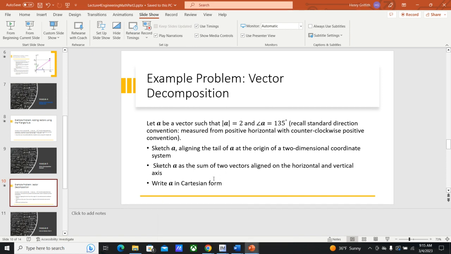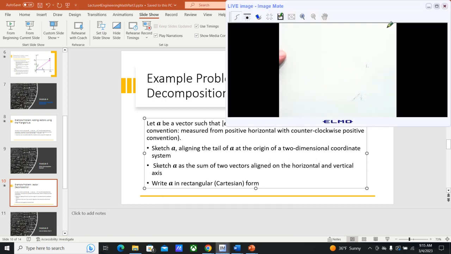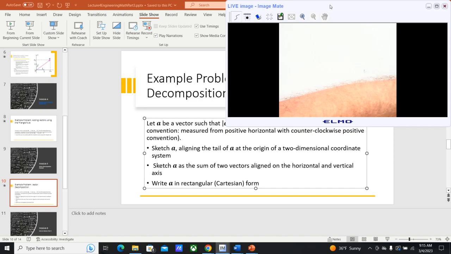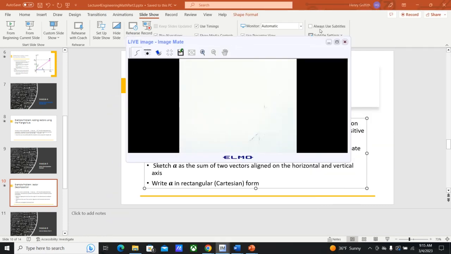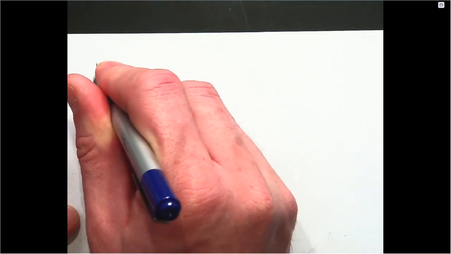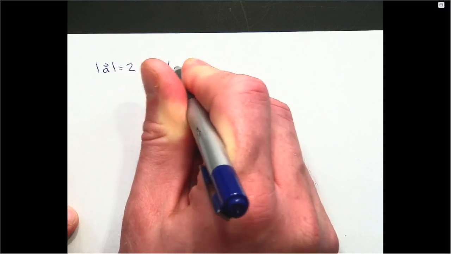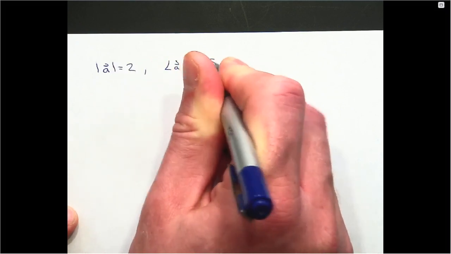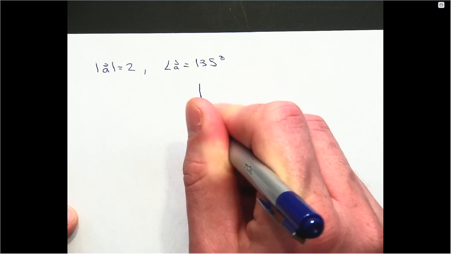Another word for Cartesian form is rectangular form. So I'm just going to type that in there before I forget it, because I think I used rectangular more in the lecture than Cartesian. So let's knock this out. What are we given? We're told that the magnitude of this vector is 2 and its angle is 135 degrees. So I'm just going to write that down to make sure I don't forget. And step 1, what I want to do is actually sketch that in the XY plane.